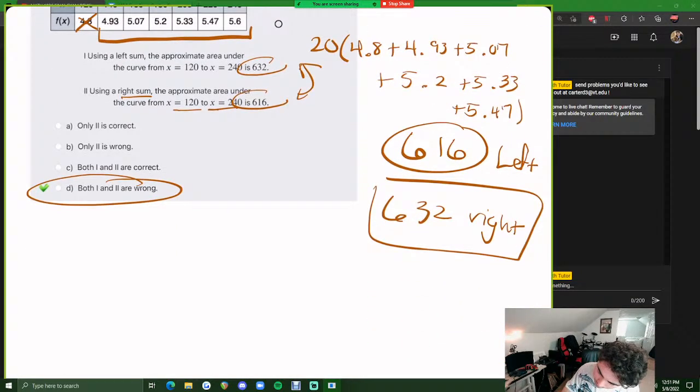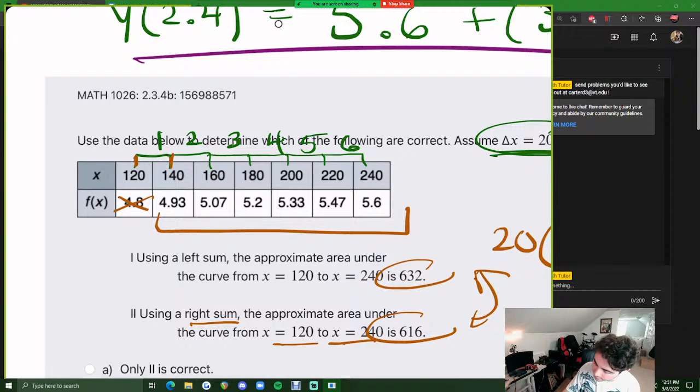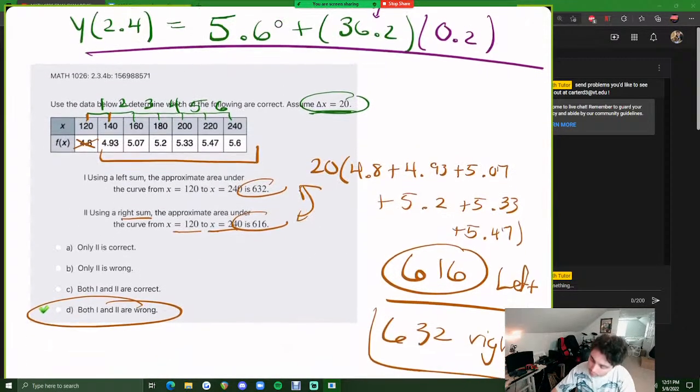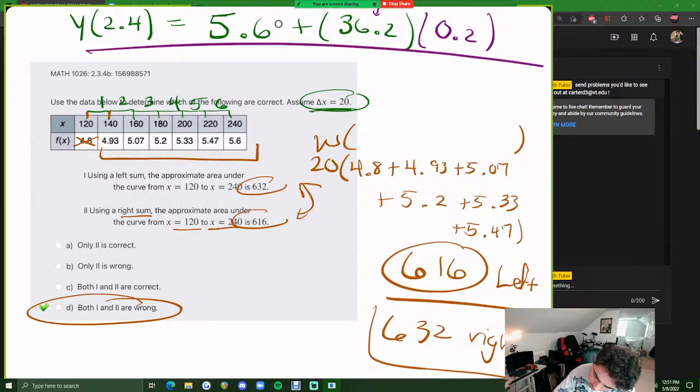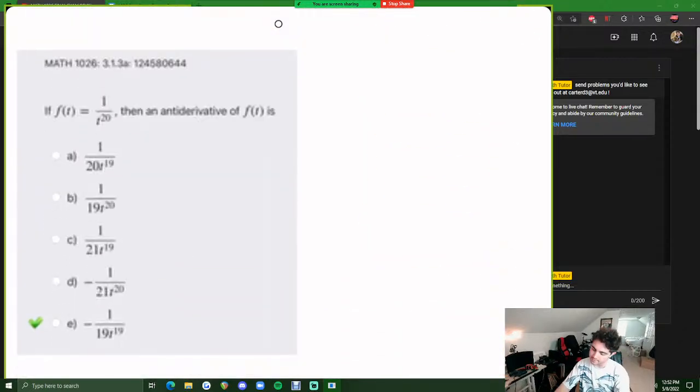So for the left sum, use the leftmost values while leaving the right one off. For the right sum, use all the rightmost values and leave the leftmost value off. And then basically the formula is just the width and then the sum of the heights. All right, let's keep rolling. Get into the fun stuff.